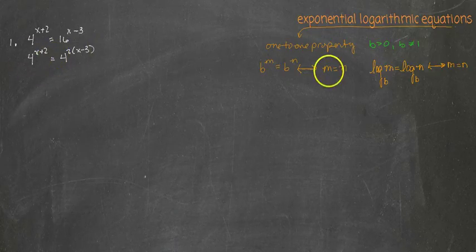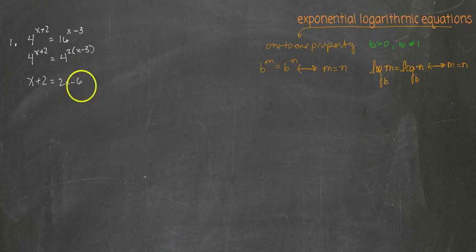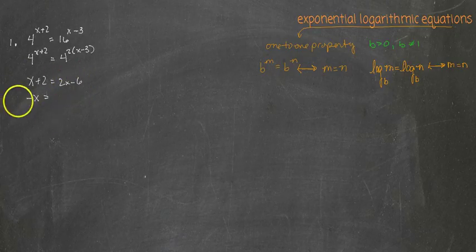Now I've rewritten it as two equivalent expressions on either side of the equal sign. Since I have the same base, I can just set m equal to n. So I get x plus 2 is equal to 2x minus 6. Subtract 2x from both sides, I get negative x. Subtract 2 from both sides, I get negative 4. Take the opposite of both sides, and I get x equals 4. Couldn't be simpler than that. So easy to do.